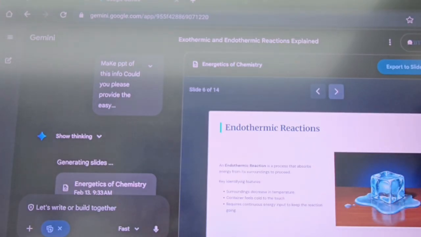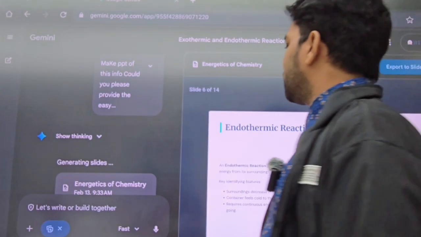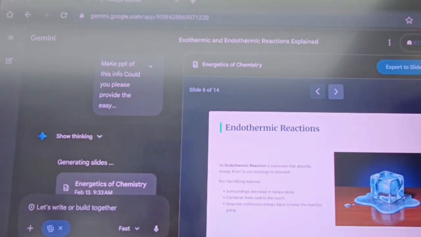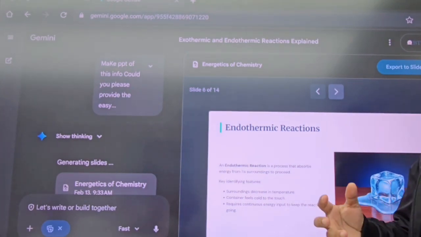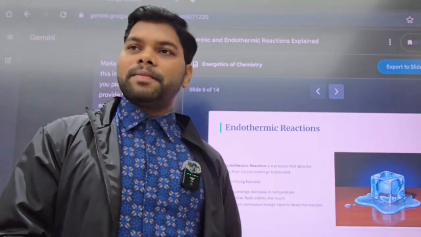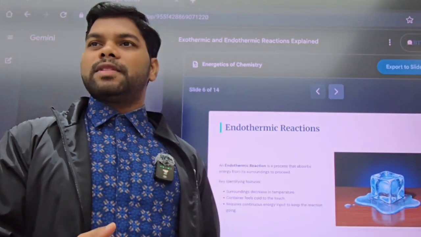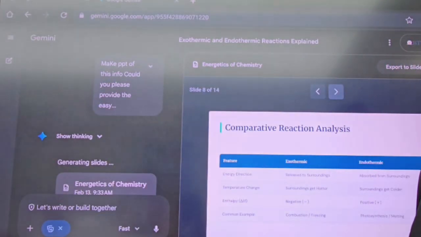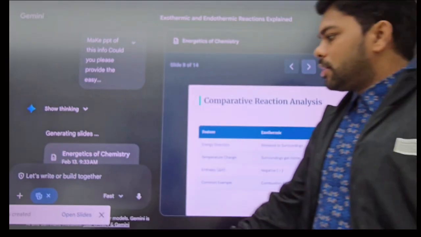What is endothermic reaction, Irene? Endo means energy will be absorbed, right? Yeah. Exo means? Energy being released. It's very good. Export to slides and then you will be seeing a bigger one. Have a look. I think it is done, right? Let me open the slide.